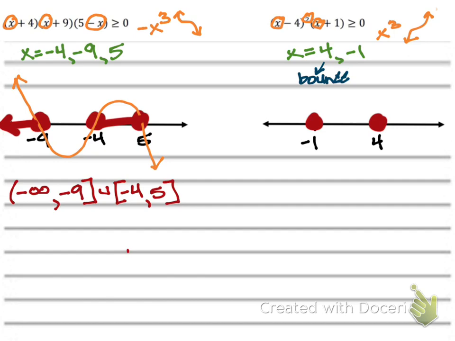So that means it must start down, goes up at 1, bounces at 4. We want positive, so above the x-axis, so everything to the right of 1. When I write my interval, since that 4 is already included, I don't have to break my interval up. And I just say negative 1 to infinity, because the 4 was included.